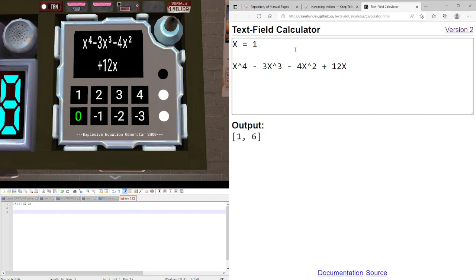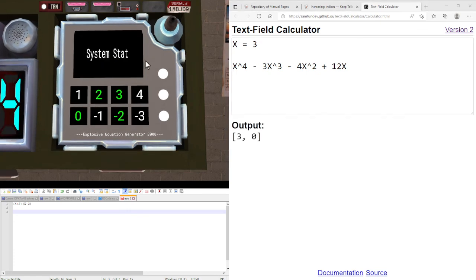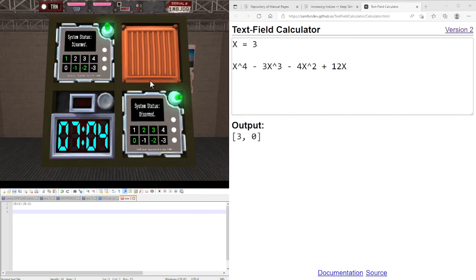So 1 is not another root, neither is negative 1. 2 is another root. We still need more. Negative 2 is also one. And this one actually had 4 different roots, so the last one was 3. And that's our module.